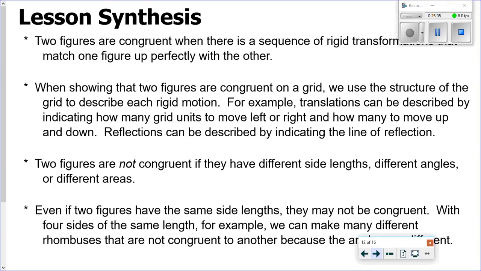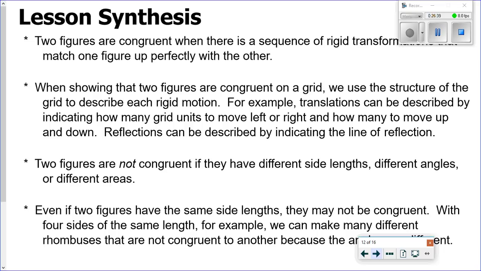Let's recap everything that we learned today. First of all, 2 figures are congruent when there is a sequence of rigid transformations that match one figure up perfectly with another. Second, when showing that 2 figures are congruent on a grid, we use the structure of the grid to describe each rigid motion. For example, translations can be described by indicating how many grid units to move left or right, and how many to move up or down. Reflections can be described by indicating the line of reflection.